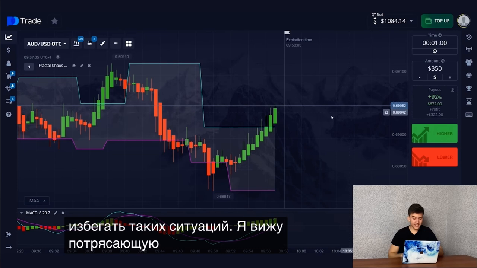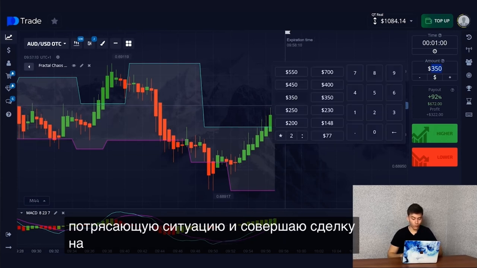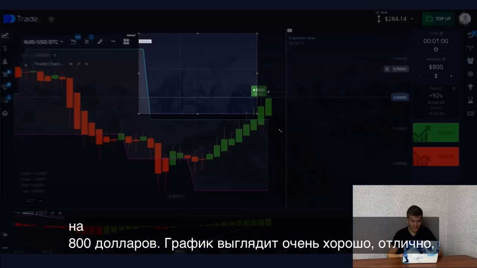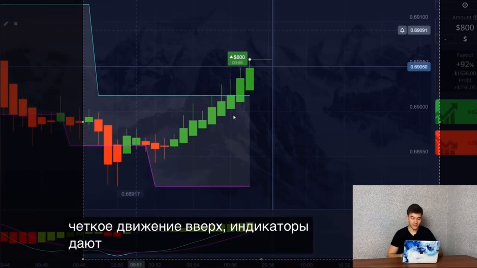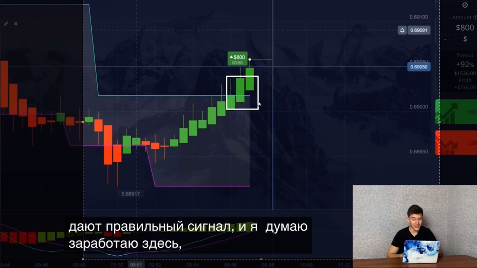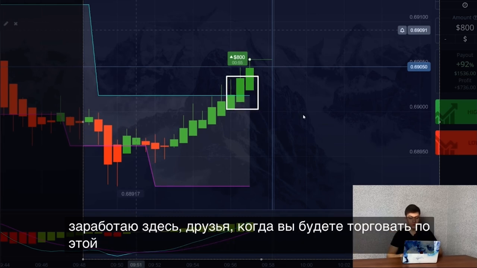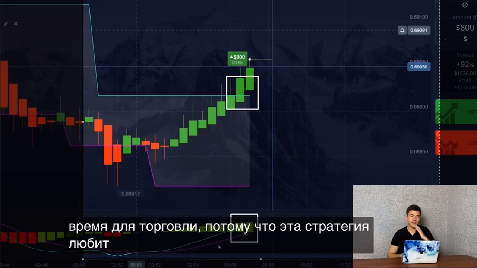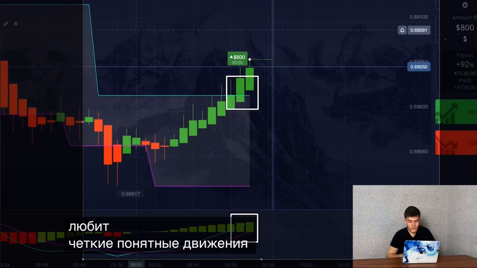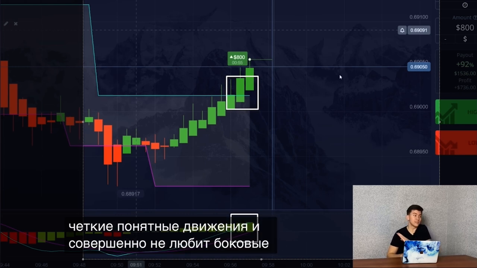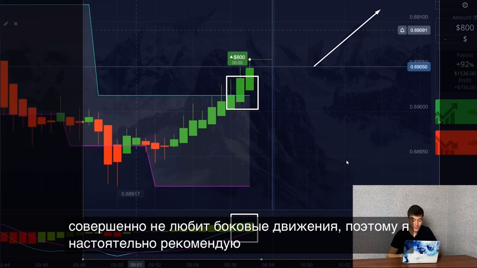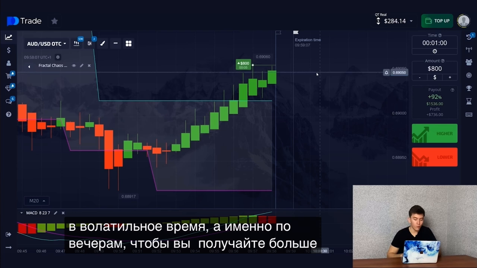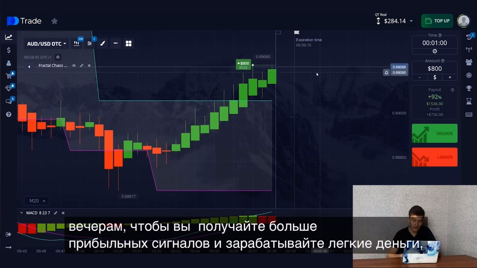I see an amazing situation and I'm making a trade for $800. The chart looks very good, an excellent, clear upward movement. The indicators give the right signal and I think I will make money here. Friends, when you trade using this strategy, choose the right time to trade, because this strategy loves clear, understandable movements and does not like sideways movements at all. So I highly recommend trading during volatile times, namely in the evenings, so you will receive more profitable signals and make easy money.